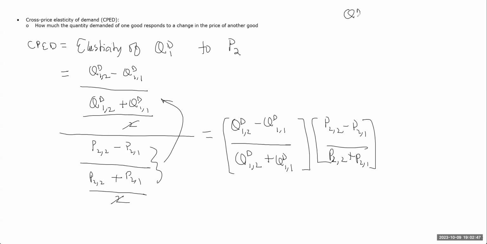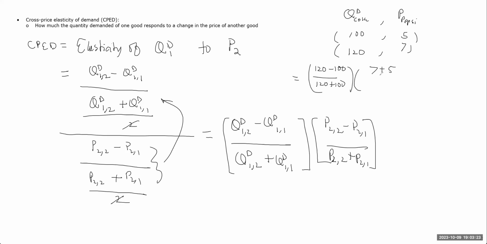Okay, so we have quantity demanded of Coke, price of Pepsi. When the price of Pepsi is $5 a can, you buy 100 cans of Coke. When the price of Pepsi is $7 a can, you buy 120 cans of Coke. Okay, so let's calculate this. It would be 120 minus 100 over 120 plus 100 over 7 plus 5.